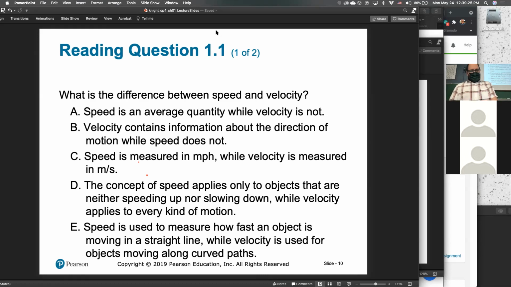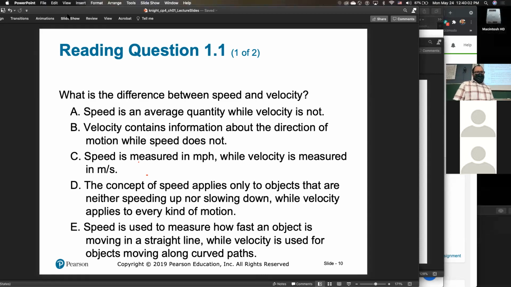All right, let's take a vote. Is it A? Raise your hand. If you're online, put the answer in the chat. Does anybody vote for A? No? All right. Is it B, velocity contains information about direction? Raise your hand. Put it in the chat, whatever you think your answer is. All right. What does the chat say? Oh, yes. Okay, we got some votes in the chat. So I think everybody, yes, do you have a question?